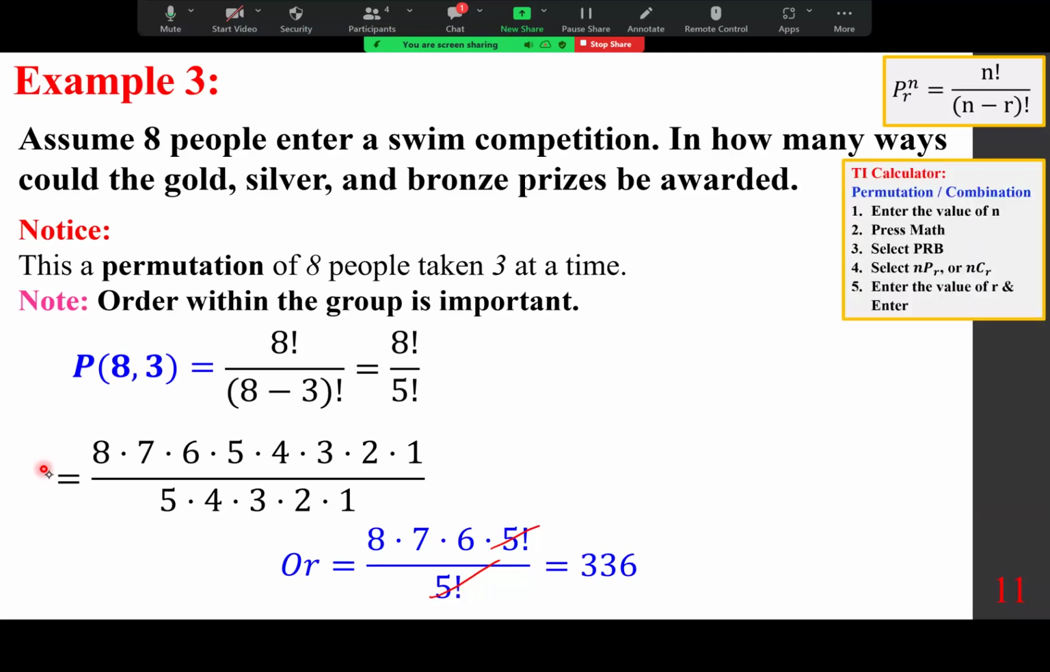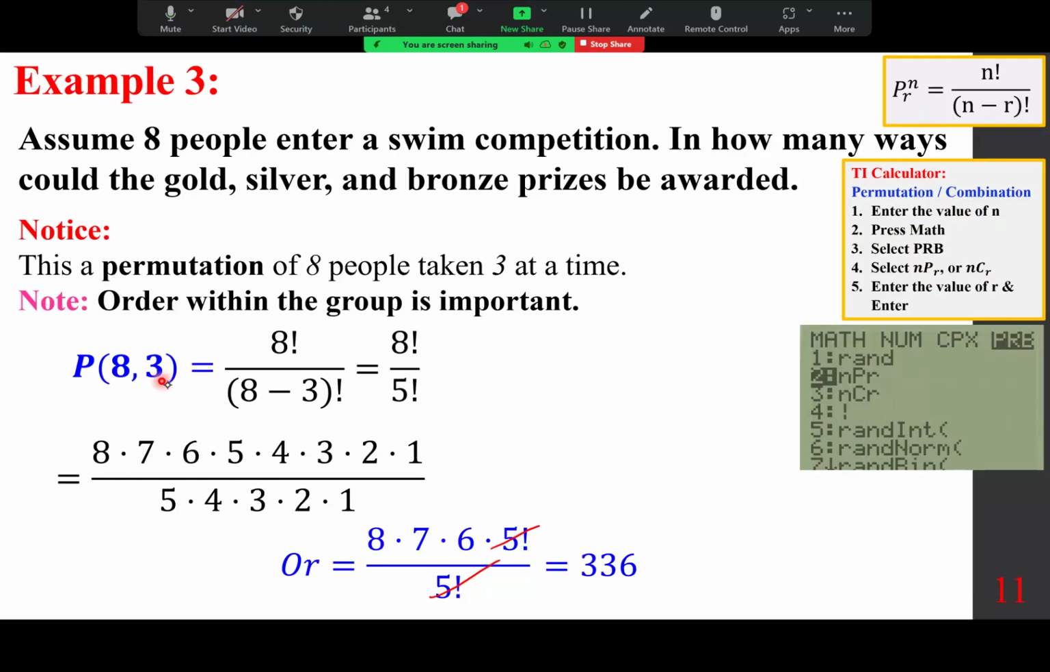If we use a calculator, we enter the value of n, we press math, we select probability just like before, but this time we choose either nPr or nCr, in this case nPr, and then we put the value. So in this case, first we would put 8, then we put nPr, this is where nPr is found, and we would put 3. So 8 nPr 3 gives you the same answer. Of course, as long as you can show this step and then you can use a calculator, because this shows the formula.